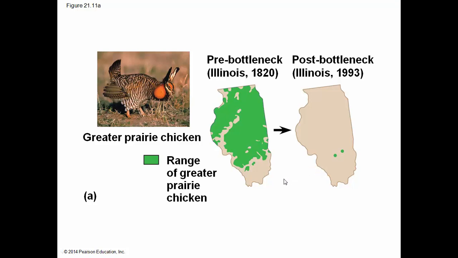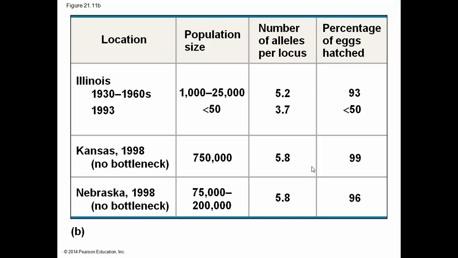Okay, so here's a better image. It shows the range of the greater prairie chicken in Illinois, and then there it is today after 1993, a much smaller population. Okay, here's the table in greater detail. Just what you want to take from this is the pre-bottleneck percentage of eggs hatching, 93%. The post-bottleneck percentage of eggs hatching is 50%.